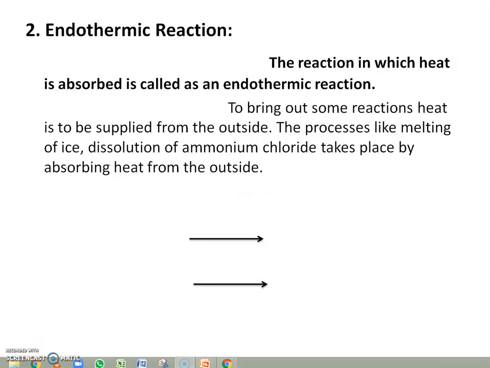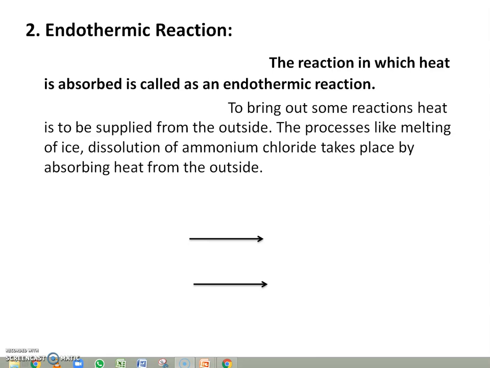The second type of reaction which is associated with heat is the endothermic reaction. An endothermic reaction is a reaction in which heat is absorbed. To bring about some reactions, heat has to be supplied from the outside. Processes like melting of ice and dissolution of ammonium chloride take place by absorbing heat from the outside.